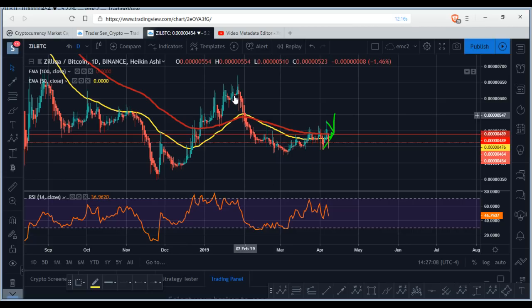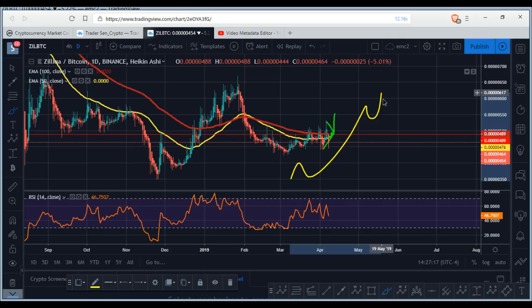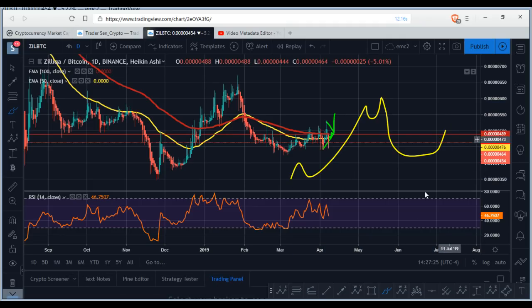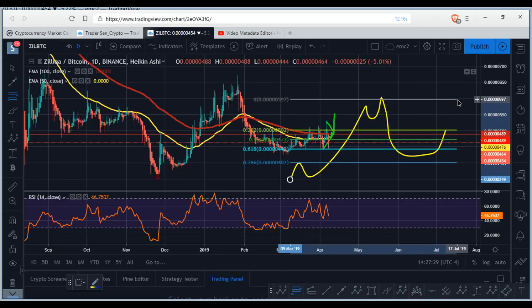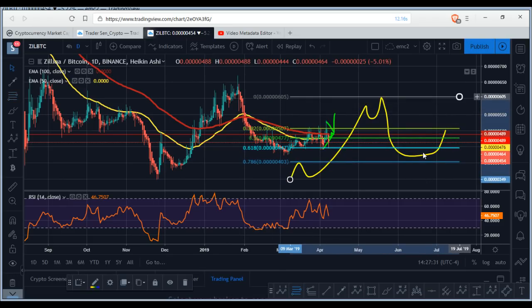You take a look at Zilliqa, double top, double bottom, 0.786, right? You gotta remember this pattern, I keep talking about it. Double top, double bottom, 0.786, a reversal. Let's take a look at it. Oops, not you, this one, right? Double top, double bottom, 0.786, a big move to the upside.